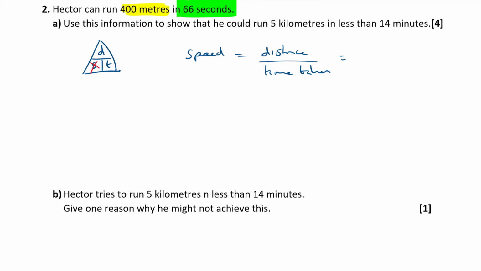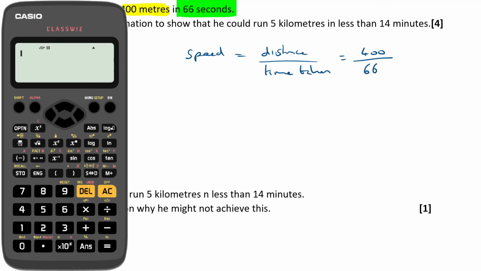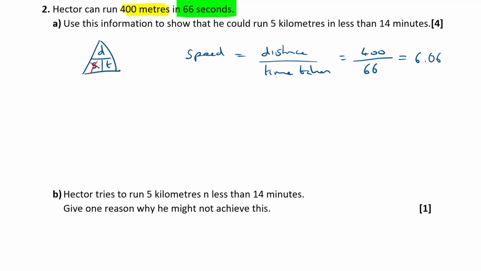So that would be 400 meters in 66 seconds. So calculator, what's 400 divided by 66? That comes out to be 6.06 recurring, 06, 06. I'm just going to round it off to 6.06. So that is 6.06 meters per second, isn't it? That's the speed they're traveling in.